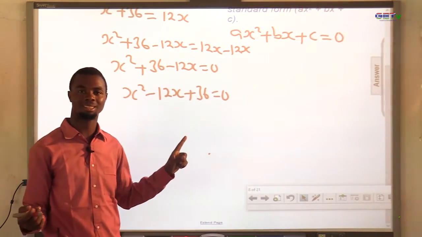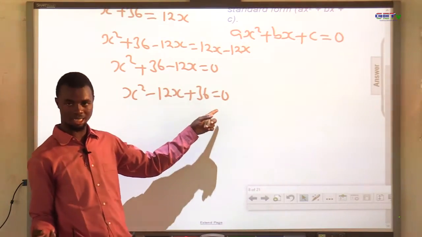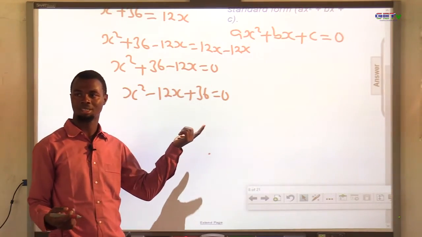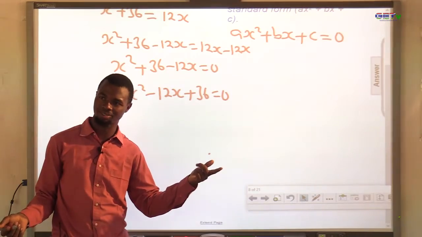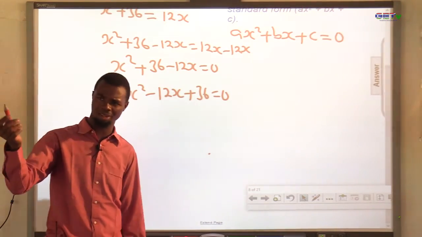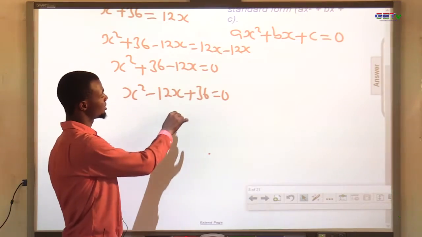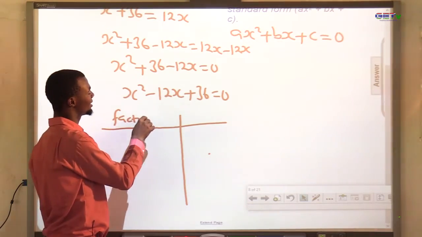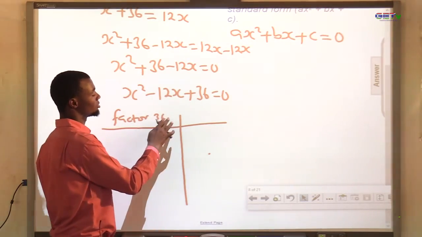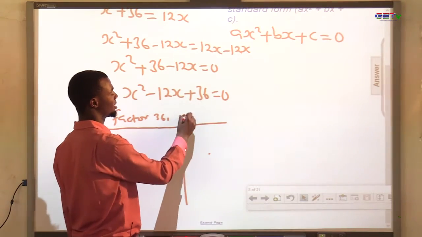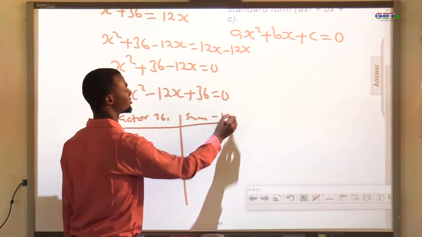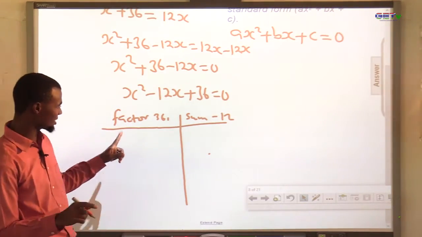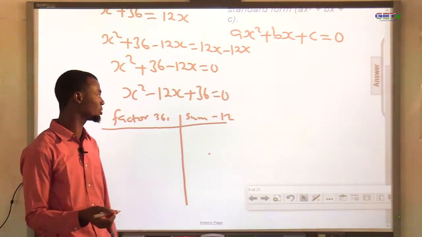Find two numbers that if you multiply will give you 36, and if you add, it will give you negative 12. Just like the way we are doing it when we are factorizing trinomials. We have it this way. We have factors of 36 here, then we have the other one is a sum of minus 12. Two numbers, if multiplied, will give us 36, and if we add them, we'll have minus 12.